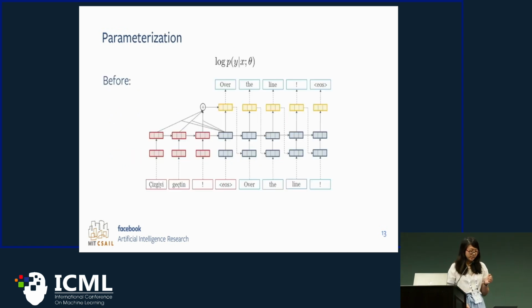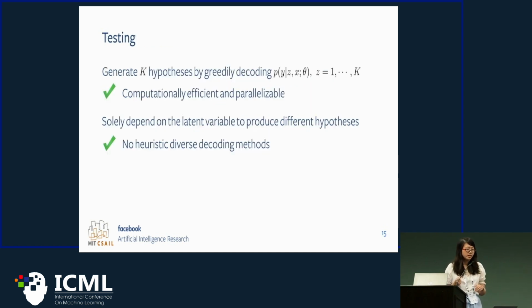To implement a mixture model, we make a slight modification to the standard model architecture by injecting the latent variable embedding at the beginning of the target sequence so that it is conditioned on Z. At test time, we generate K hypotheses by greedily decoding P(Y given Z, X) for Z from 1 to K. So it's computationally efficient and fully parallelizable. In this way, we solely depend on the latent variable to produce different hypotheses, so there's no need for heuristic diverse decoding methods.